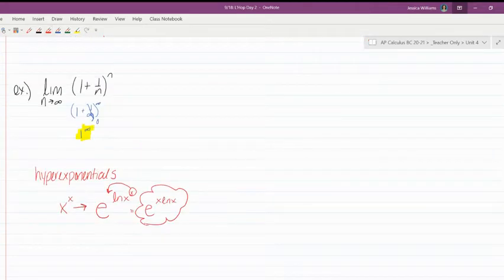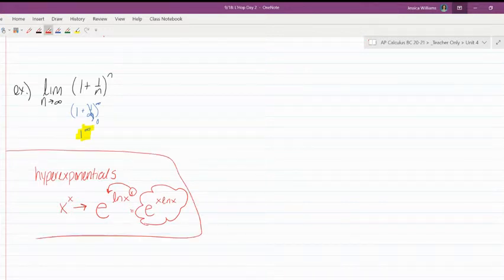We're going to do the same thing for our limit. Okay, so this was just hopefully a quick reminder for you. We're going to do the same thing for our limit. So I don't like base 1 plus 1 over n. I choose to use base e. So I'm going to use base e.